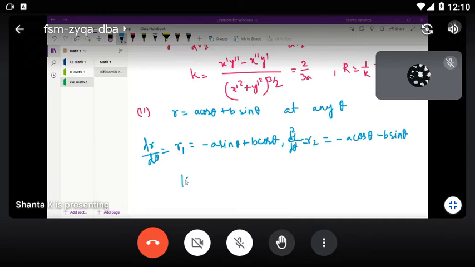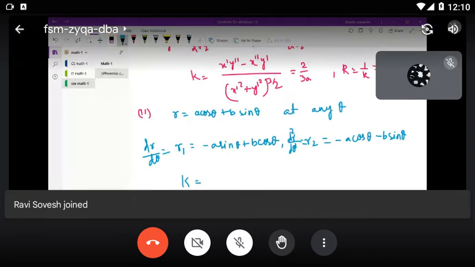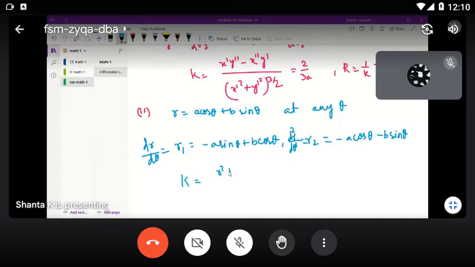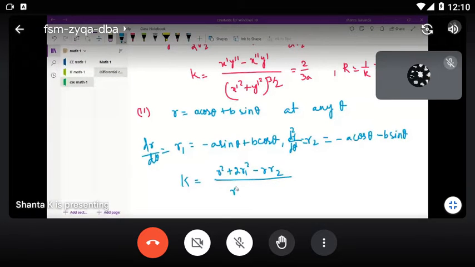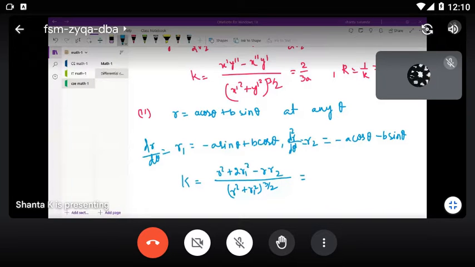So what is the formula for the curvature? r square plus 2 r1 square minus r r2, divided by r square plus r1 square to the power 3 by 2. So after substituting, what is the answer? 2 by root over a square plus b square.